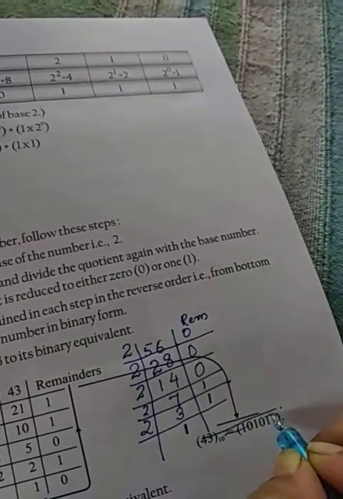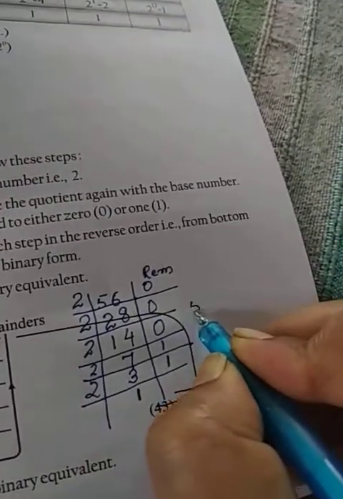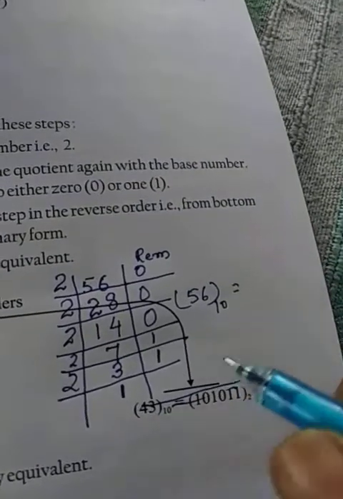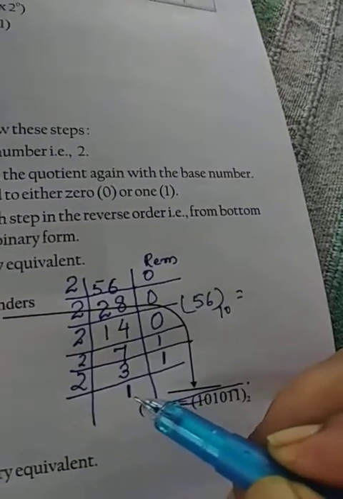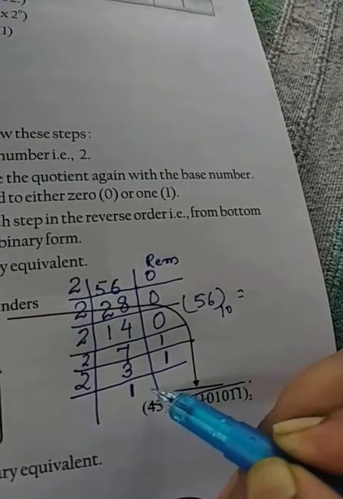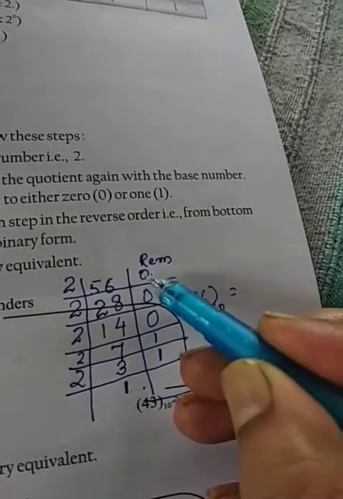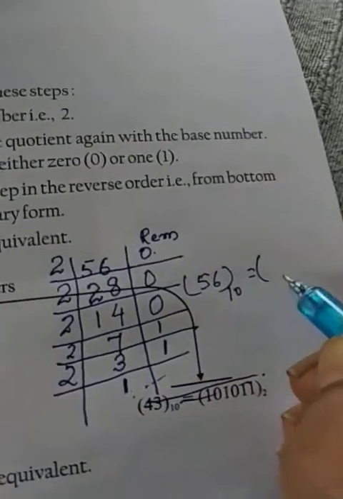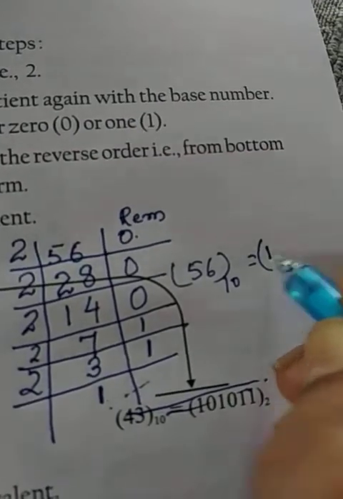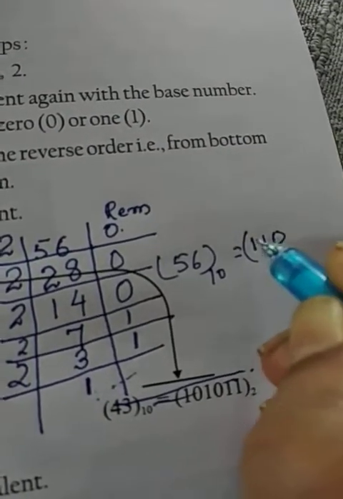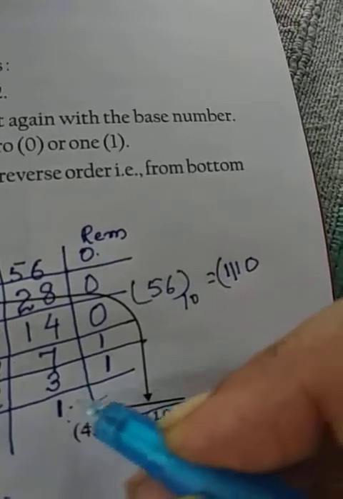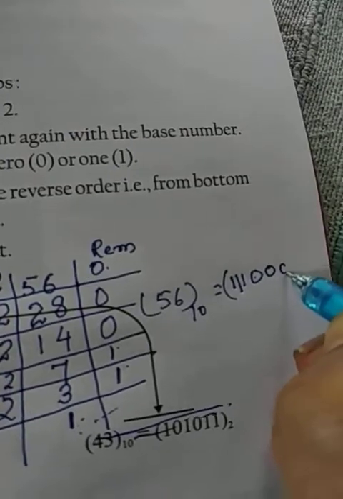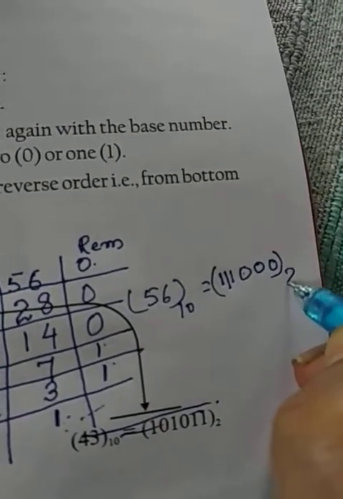Now we will write down how 56, that is decimal, is converted into binary. We will write from downside, children. From bottom to up approach. We will not write the answer from up to down, we'll write from down to up. So what will be your answer? Your answer will be 111, three ones are there, and then 000. This is a binary number.